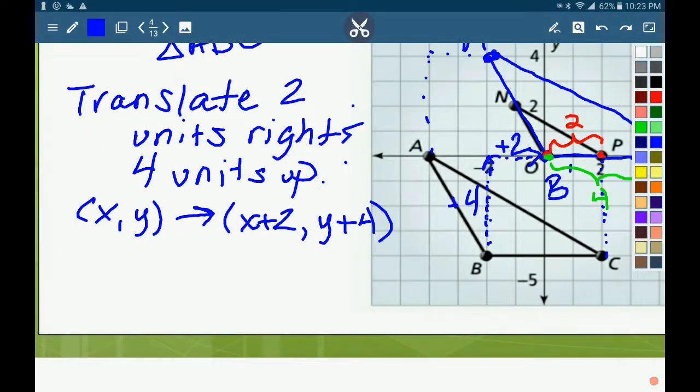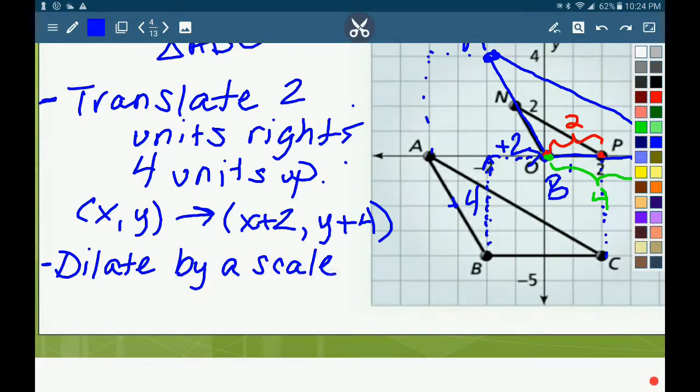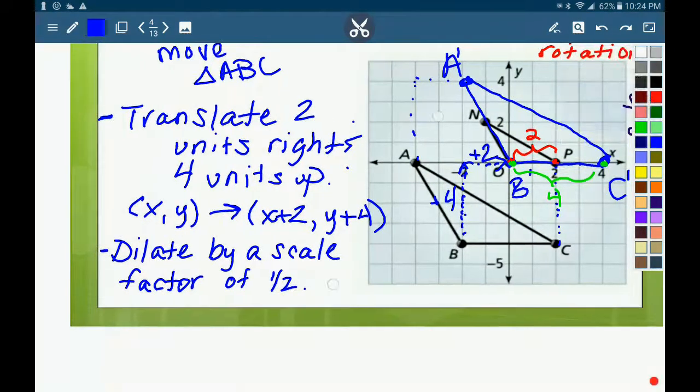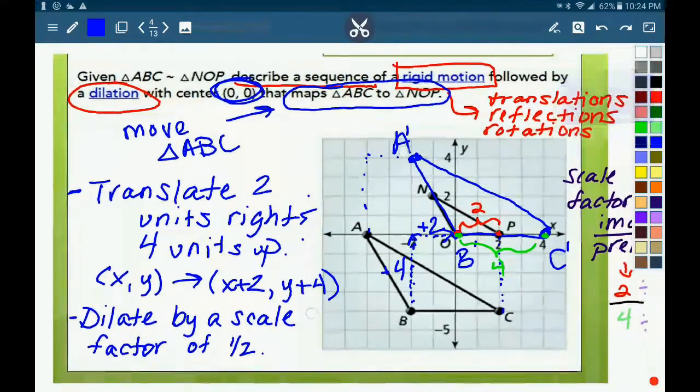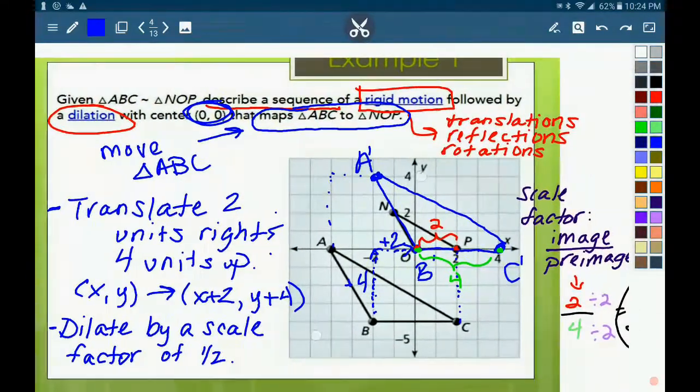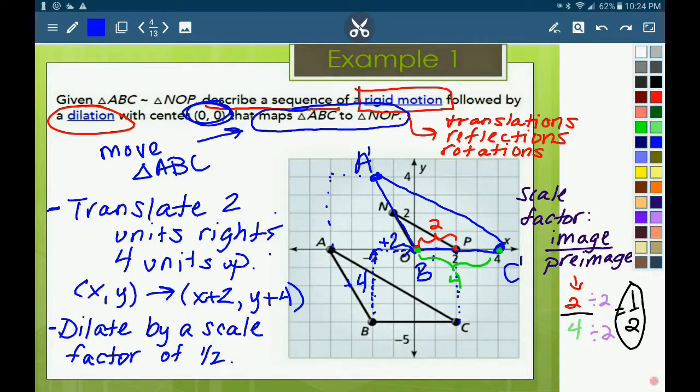The first description I had was to translate 2 units right and 4 units up. The second description I have is then we're going to dilate by a scale factor of 1/2. And there we go. If you were to take all of the coordinates, A prime, B prime, and C prime, and multiply them by 1/2, you would obtain N, O, and P.